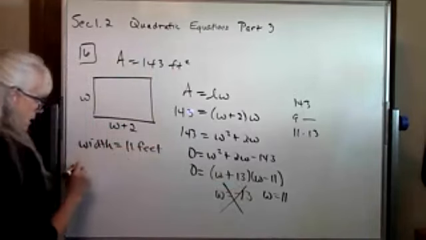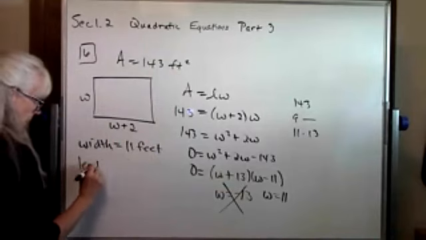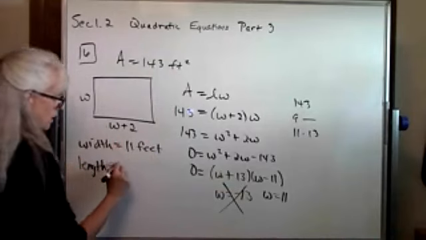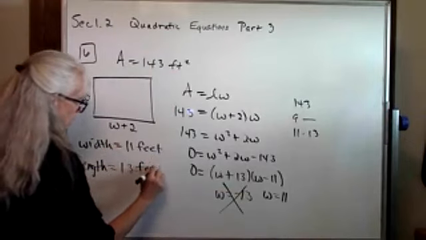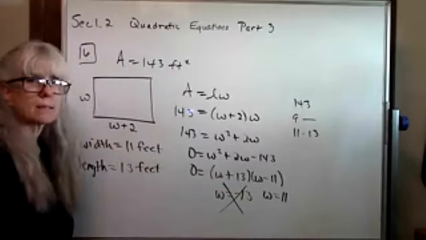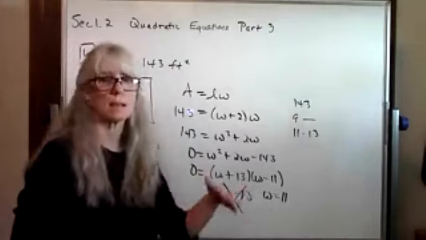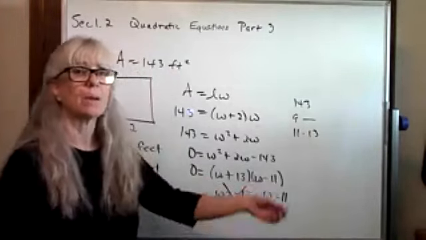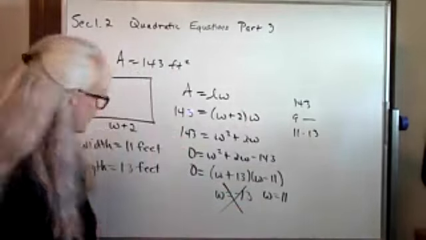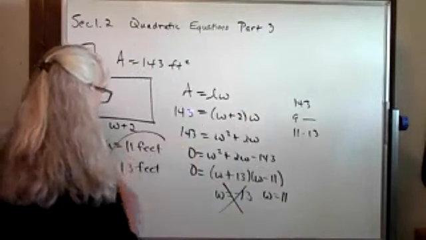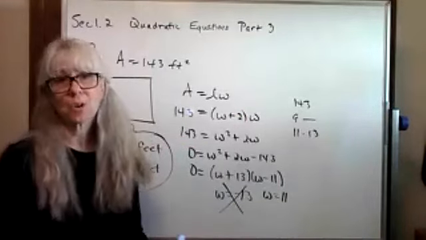But we also need the length. And the length we know is 2 feet more than that, so that's going to be 13 feet. So that's one of those weird quirks of quadratics that sometimes the answer that you took out as a negative, because it was a negative, ends up in its positive format as an answer. So there it is. The dimensions of the window are 11 and 13 feet. And those are quadratic equations.